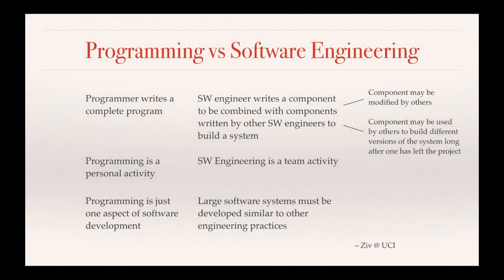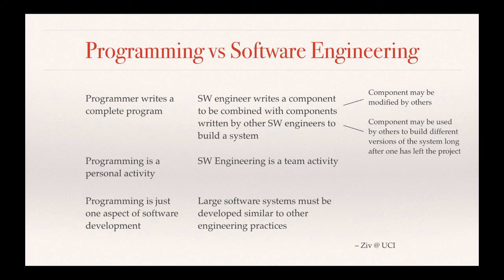Here are some observations on this distinction by Dr. Hadar Ziv of UC Irvine. First, a lone programmer writes a full program, which typically won't be very large, whereas a software engineer might just be developing one piece or one component of a much larger program. That component will have to be usable by other software engineers. In fact, it may even be used in other systems long after the software engineer who developed it has left the company. Remember that this is the case in product line software development, which depends heavily on a robust collection of reusable components.